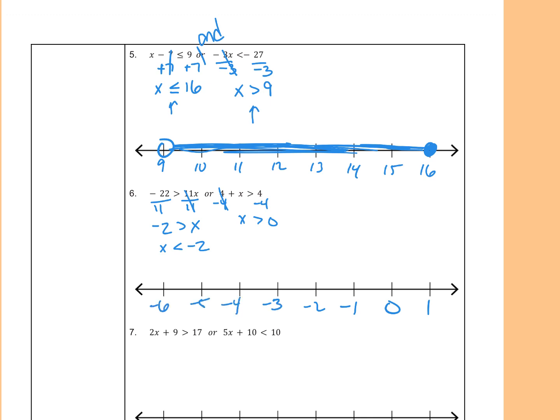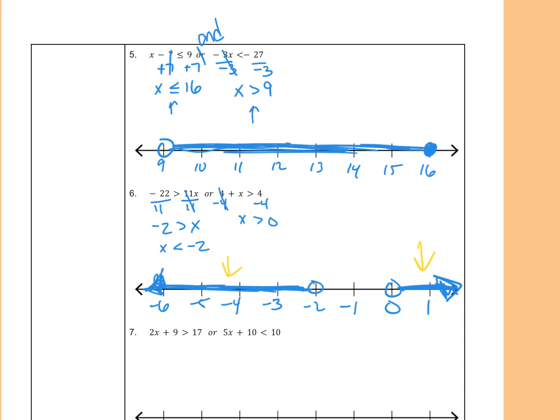Let's see, I need open circles at both. So open circle at -2, open circle at 0. I need values that are greater than 0, so that's to the right of 0. And I need values that are less than the -2. That's to the left of the -2. So this is a true "or" problem where I cannot have both. It's either going to be over here or it'll be over here, but it can't possibly be both. So it's one or the other.